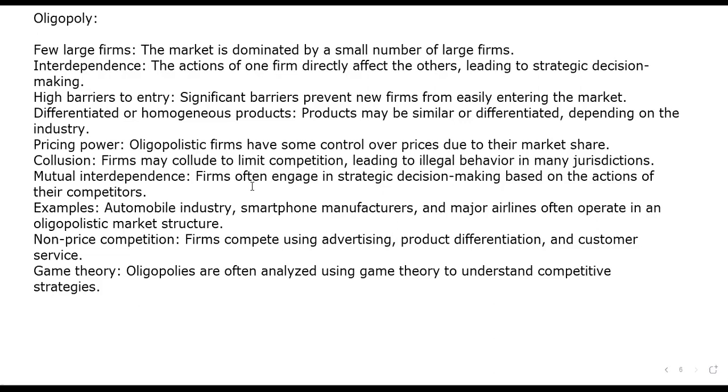And products here may be similar. They may also be differentiated depending on the industry. So in terms of pricing power, oligopolistic firms will have some control over pricing due to their market share. Of course, there's a market leader in here who will determine what price to go for. Collusions. Firms here may collude to limit their competition, leading to illegal behavior. And this is where we have what is called game theory. There is also mutual interdependence, where firms will often engage in strategic decision-making based on the actions of their competitors. Examples of such firms will be the automobile, the smartphone manufacturers, major airlines which operate in an oligopolistic market.